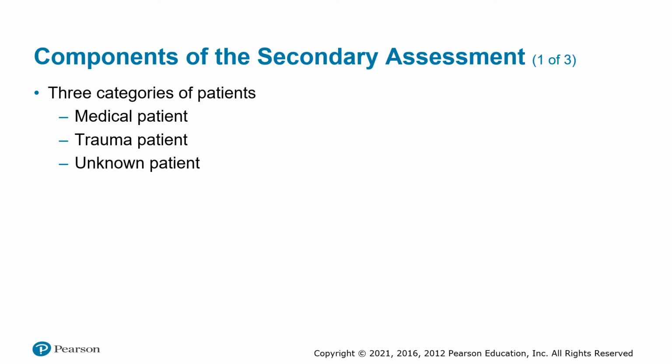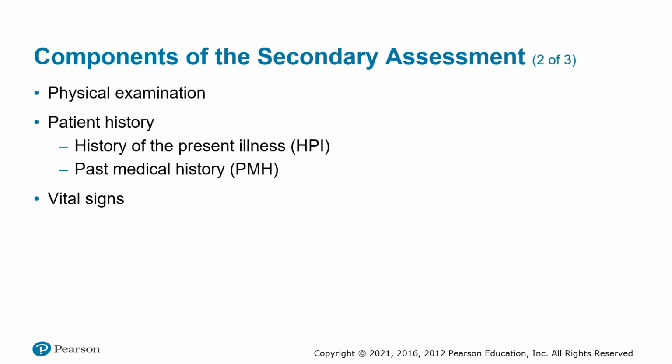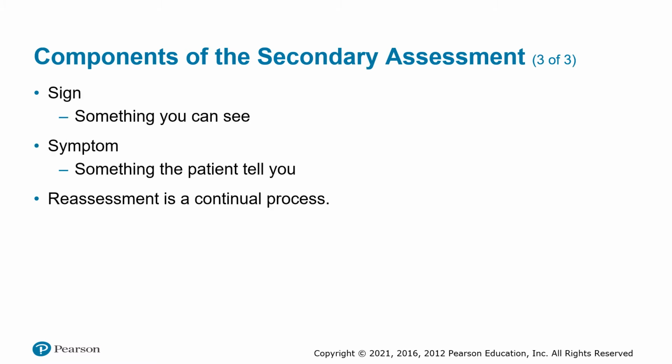So components of the secondary assessment. There are three categories of patients: the medical patient, the trauma patient, and the unknown patient. Generally speaking, the components of that secondary assessment include the physical exam, patient history, vital signs, which is something that you can see, and then a symptom, that's something that the patient tells you.